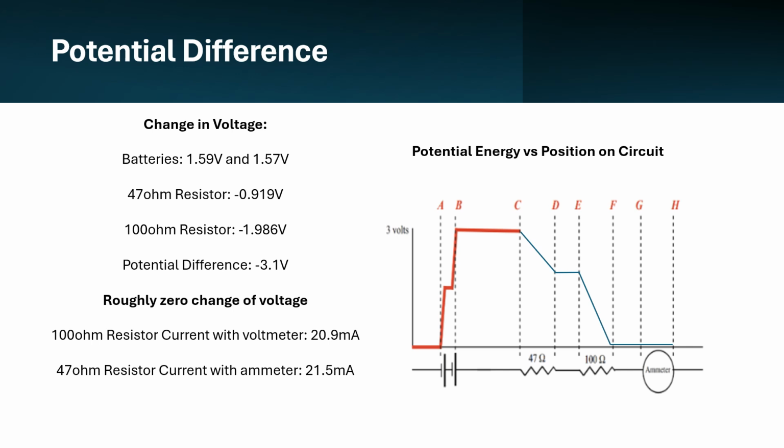The 100 ohm resistor current was calculated with the voltmeter and was 20.9 mA, and the 47 ohm resistor current was 21.5 mA.